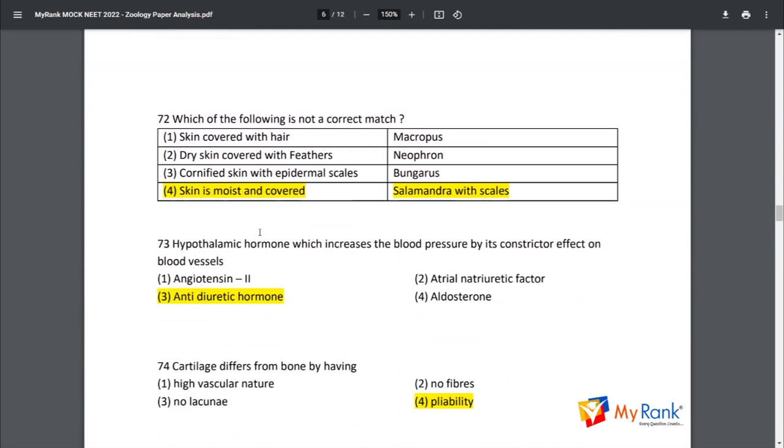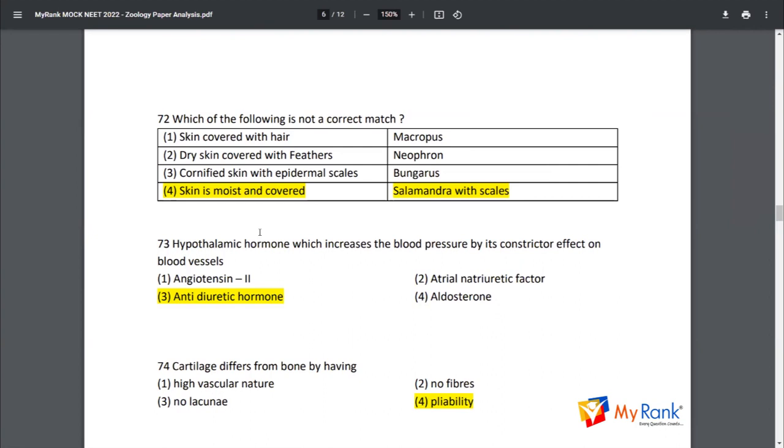Question number 72. Which of the following is not a correct match? Again, an incorrect option. Option 1, skin covered with hair, is a character of mammals. So Macropus is correct. Dry skin covered with feathers, that means the character of aves. Neophron, vulture, correct. Cornified skin with epidermal scales, character of reptiles. Bungarus is a snake, which is a reptile, correct.